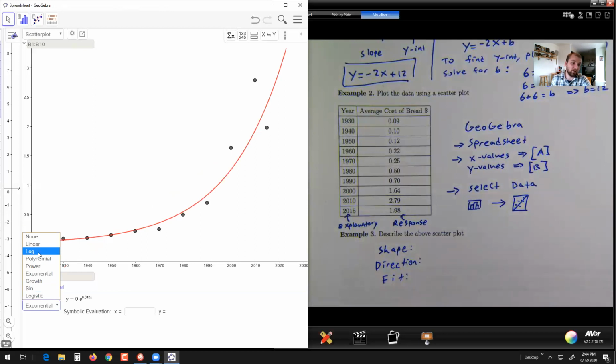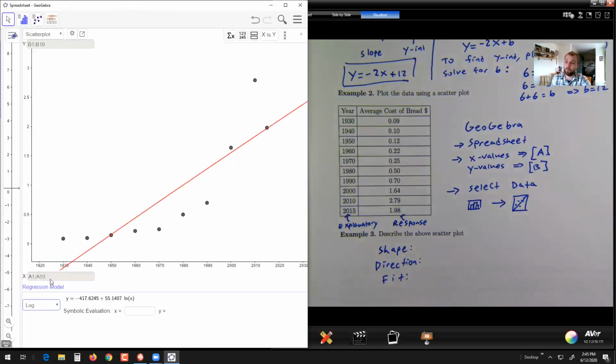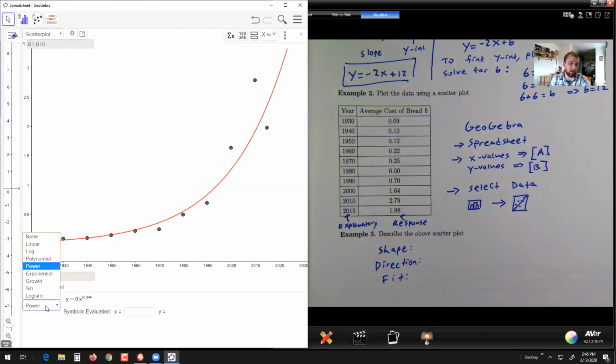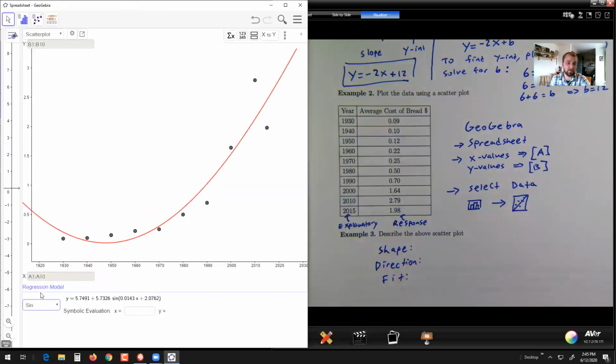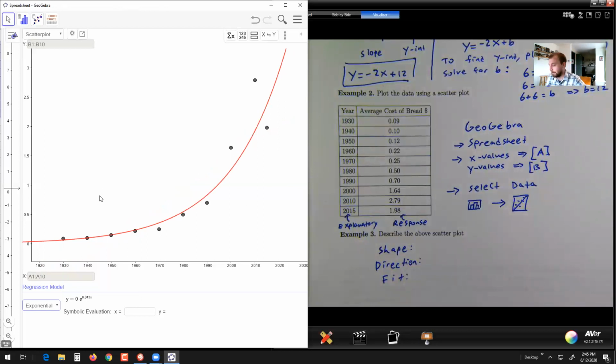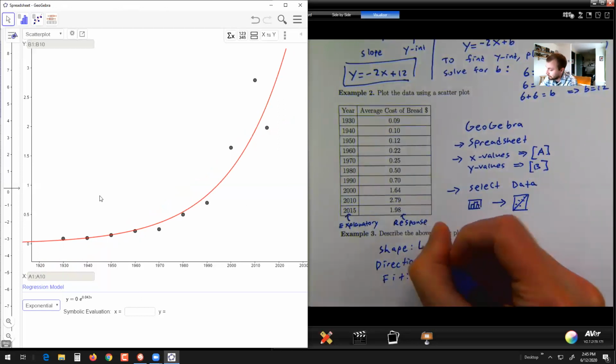Maybe I think it looks like a log. Oh, log looks awful. Maybe I think it looks like a power function. Power function looks okay. Maybe I think it looks like a sine curve. That doesn't look that great there. So out of all these options I've been kind of toying around with, and I would encourage you when you're doing this to just kind of tinker and see what you get for your best fit, I think exponential looks pretty dang good. So for shape, exponential.